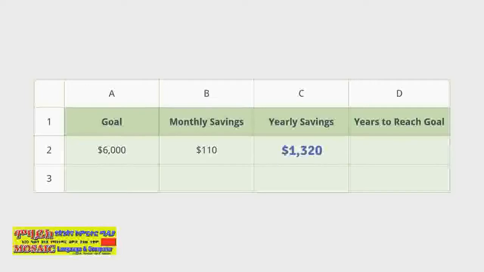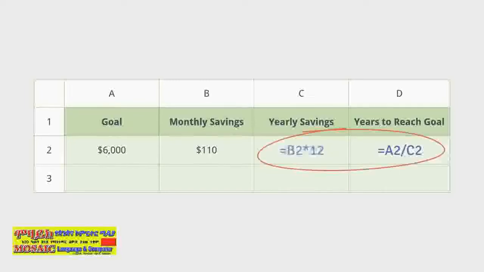$1,320 per year. Now that we have this number, we're just one step away from solving the problem. All we have to do is create a second formula that divides our goal by the amount that we'll be saving each year. Before we continue, notice how we've really thought this through. Instead of writing one big formula, we wrote 2 smaller formulas, and that makes the problem much easier to handle.